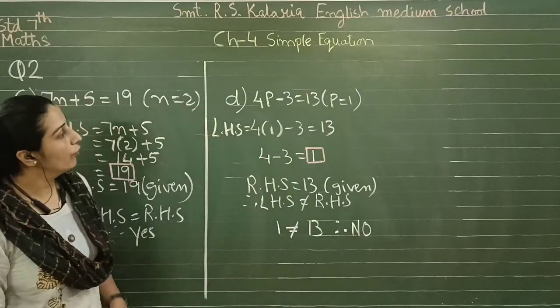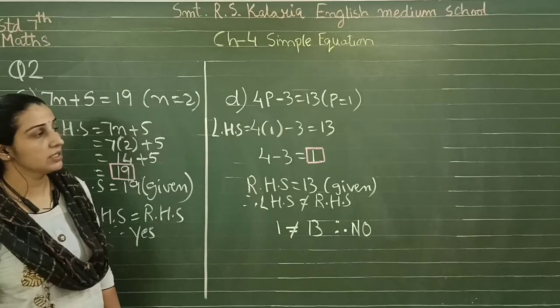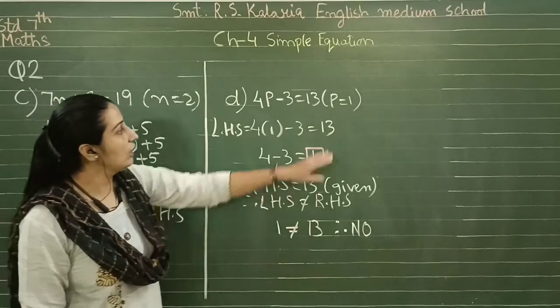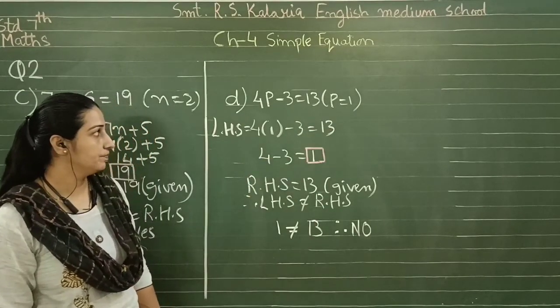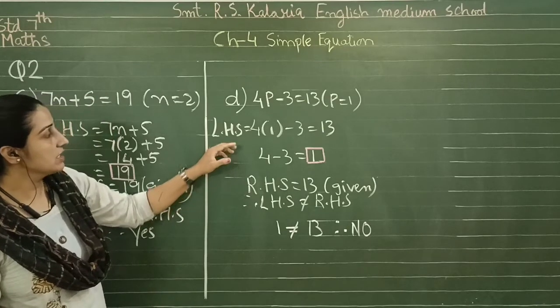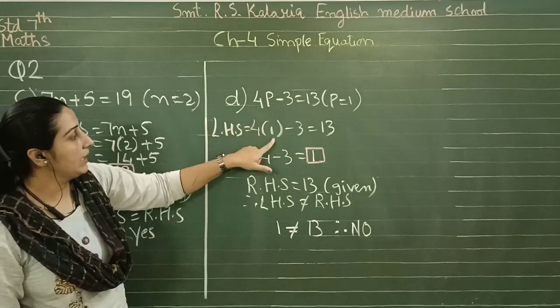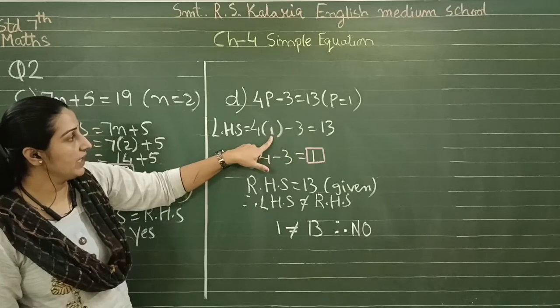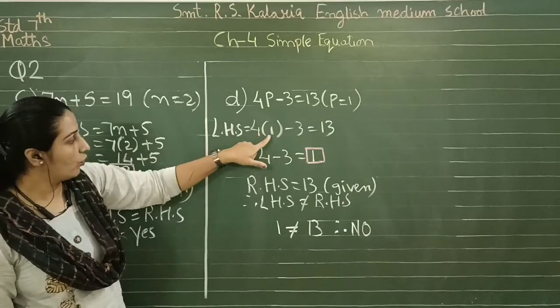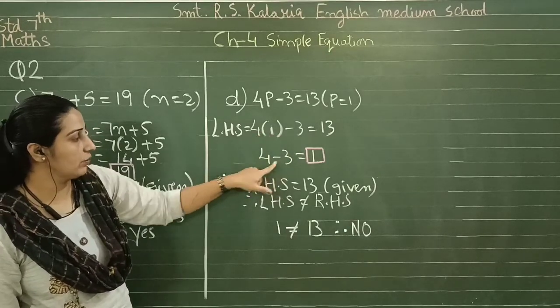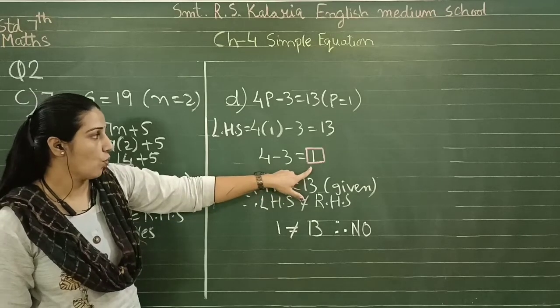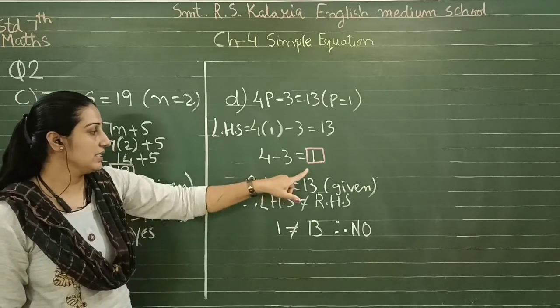Similarly, D. 4p minus 3 is equals to 30. The value of p is 1. We will start with LHS. 4p minus 3. Instead of p, I will write 1. 4 ones are 4 minus 3. What is 4 minus 3? 1. 4 minus 3 is 1.